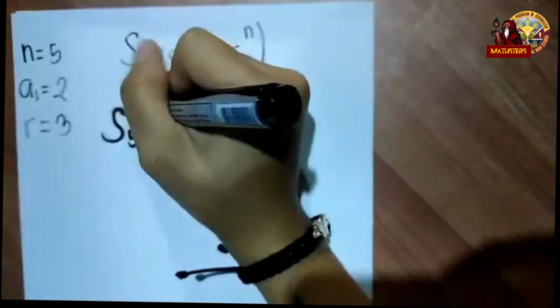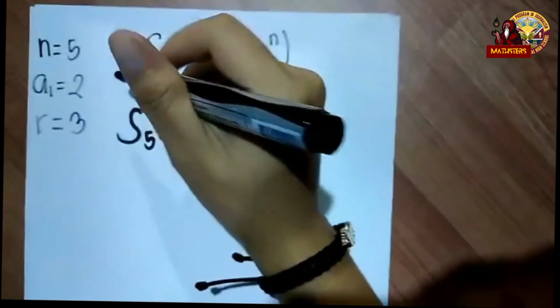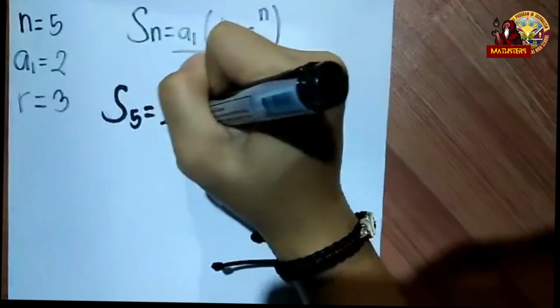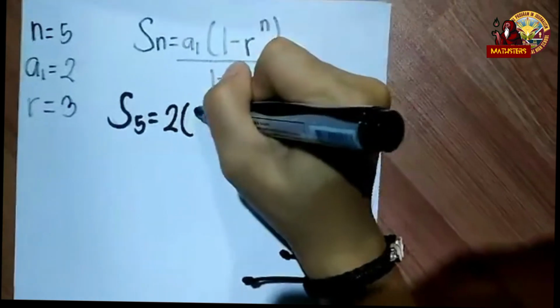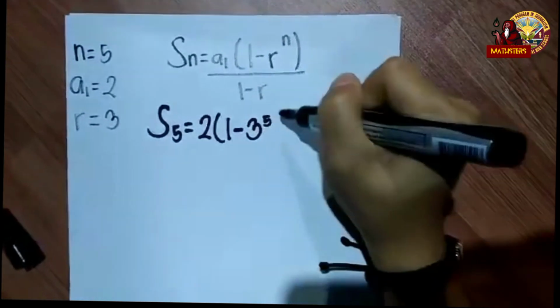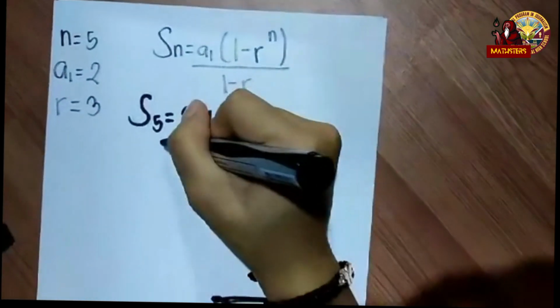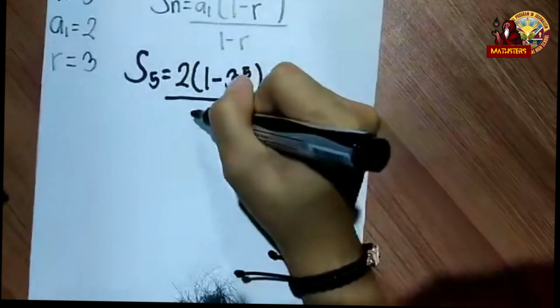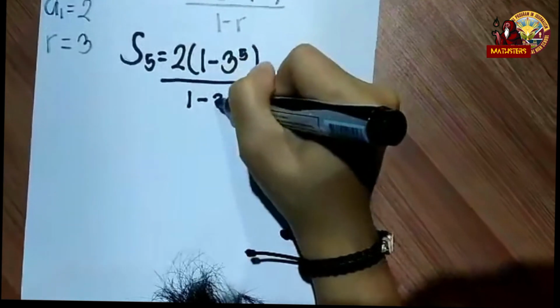Example number 2. Find the sum of the first 5 terms of a geometric sequence whose first term is 2 and common ratio is 3. First, we have to replace the values. n is 5, the first term is 2, and the ratio is 3. Raise 3 to 5, and we get the answer of 243.